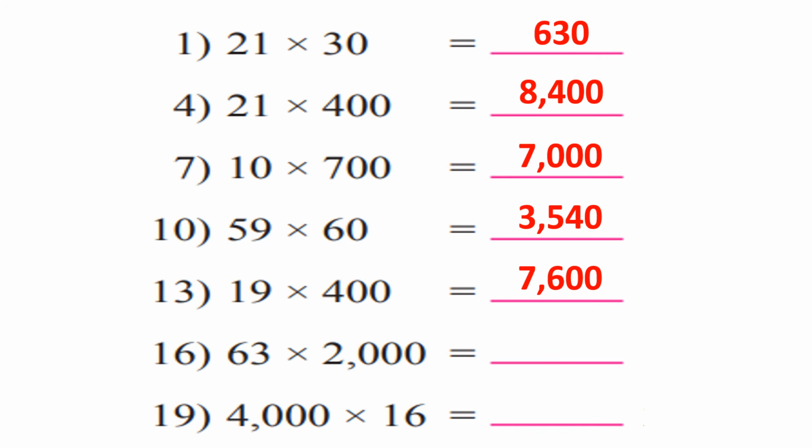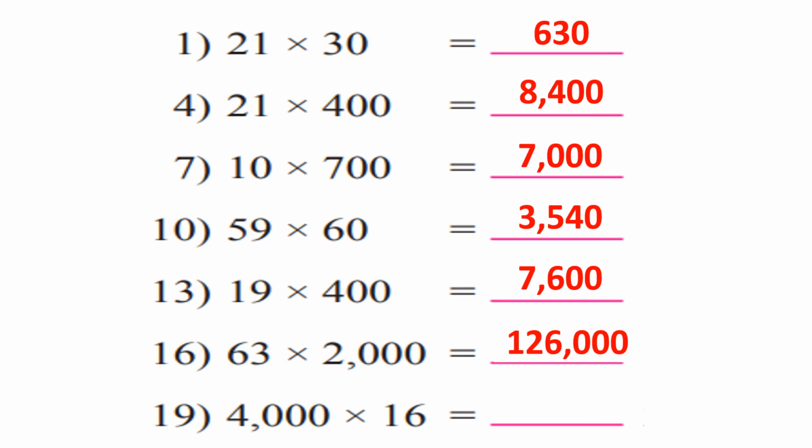Next is number 16. 63 times 2,000. 2,000 has... right here. Oh, three zeros. And you write here 3 zeros. 2 times 63 is 126. The answer all is 126,000.